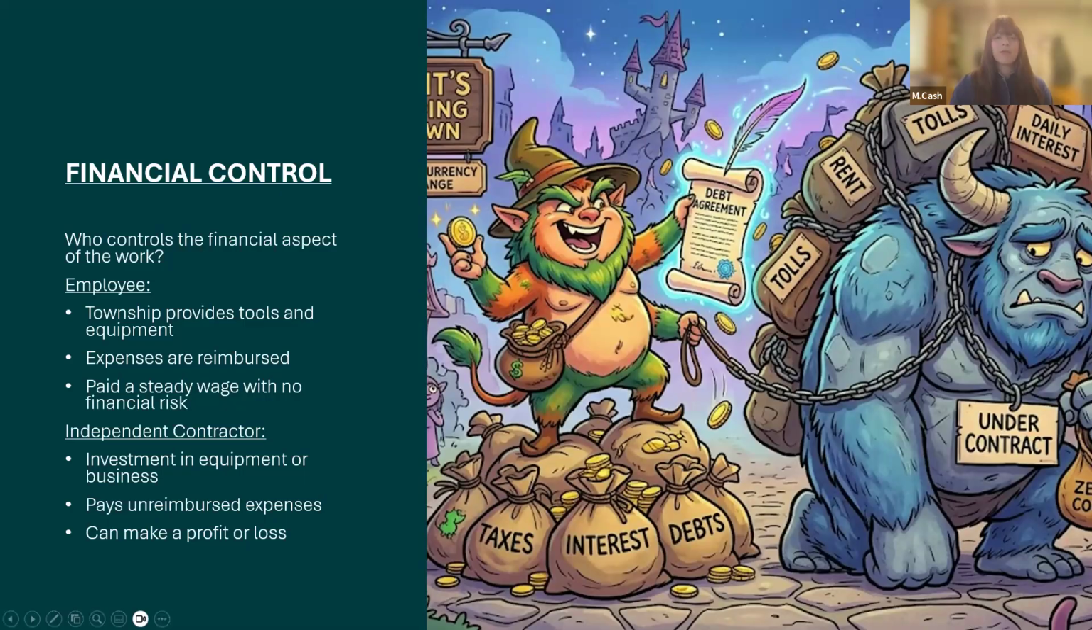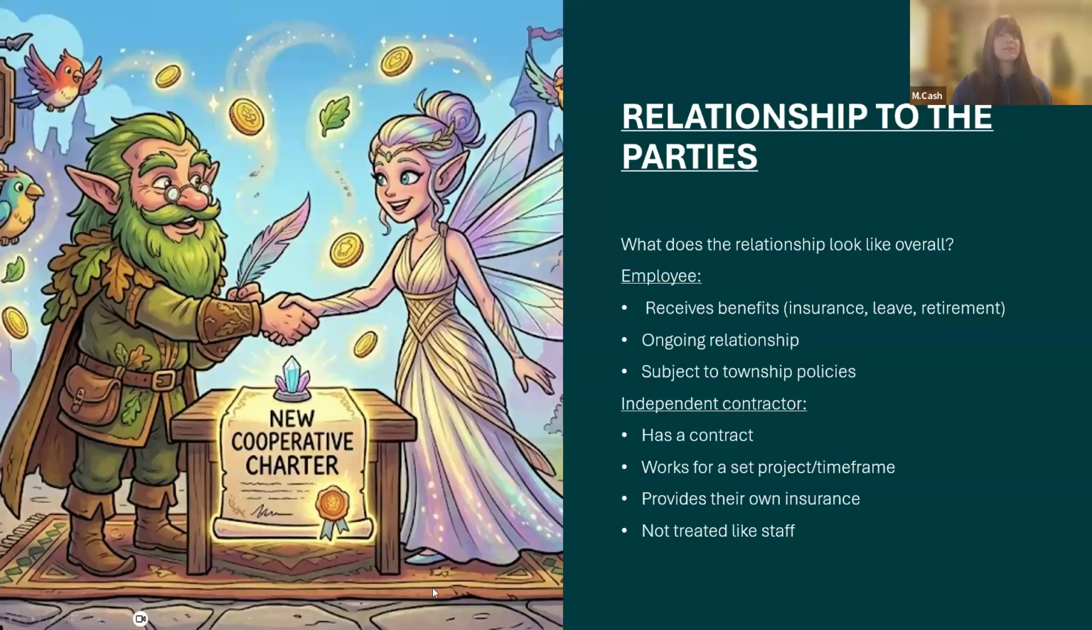And then finally, relationship to the parties. So what does the relationship look like overall? This factor looks at the overall relationship between the employer and the worker to help figure out what kind of arrangement this really is. If the employer is providing benefits, that usually points to an employee-employer relationship instead of an independent contractor. And again, if they're providing tools or equipment, that's probably a sign that they're an employee.